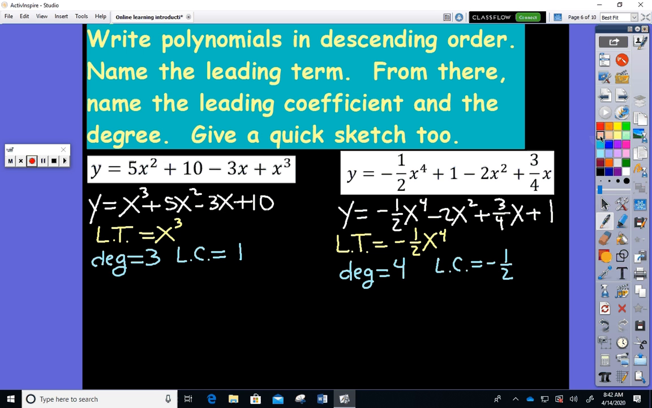Let's figure out how to graph it. So I see here it's a cubic. Cubic is degree 3, so it's one of two possible shapes. Which one is it? Since the leading coefficient's positive, the right-hand end is up. So this is the answer for the graph, not that one.